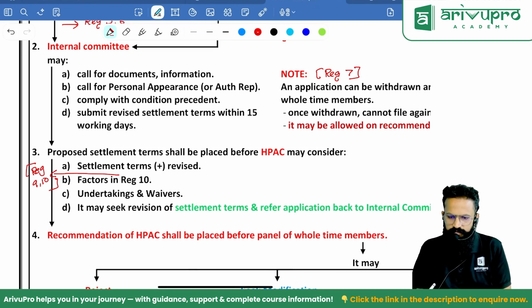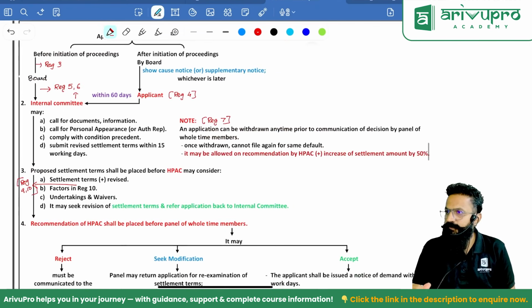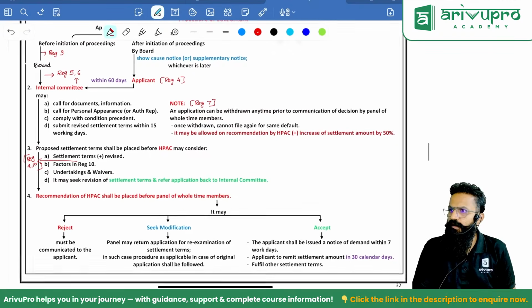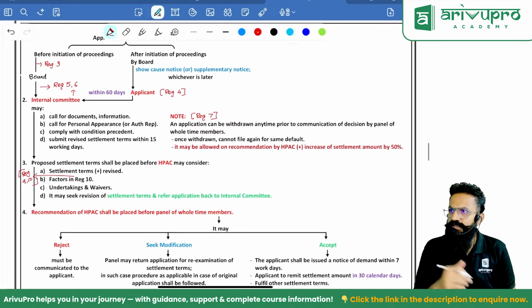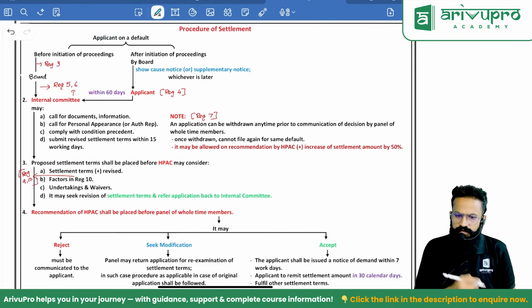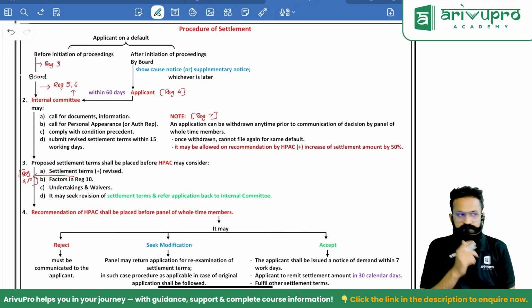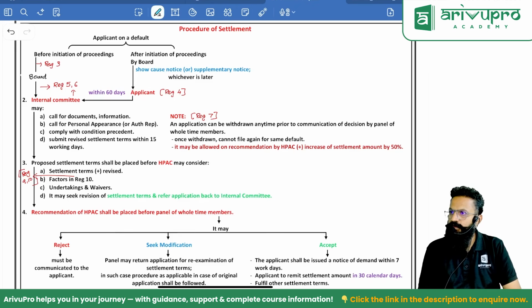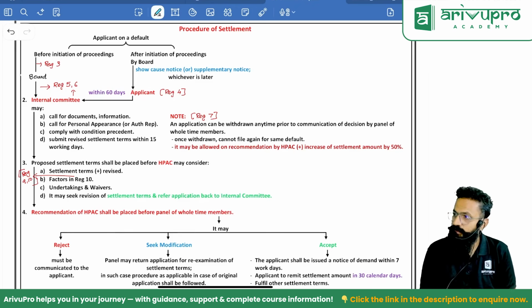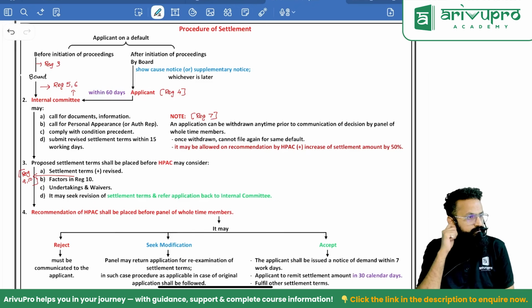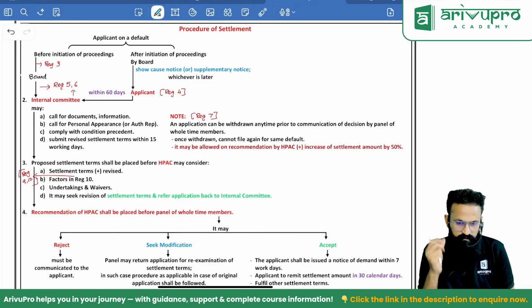Okay. Now try to take a picture. Will it be visible? Regulations and all still? Is it still visible? Regulation 3, 5, 6, 4, 7, 9, 10. Online, I think you should be able to take it better. Online, let me know once it is done. Clear? Yes? Okay.